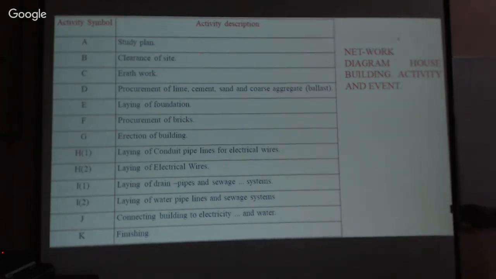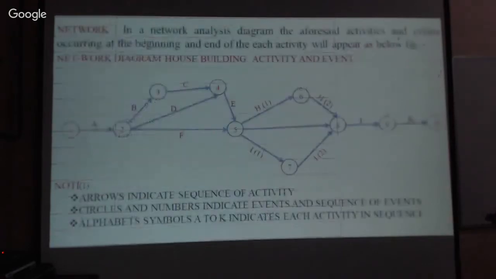Now, see the construction of the network. How to construct the CPM network for these elements? These are the given data, that is activity and activity description. That is how to construct. After constructing the network diagram, it looks like this. Now this is the network diagram.